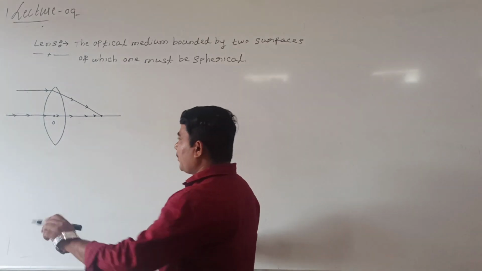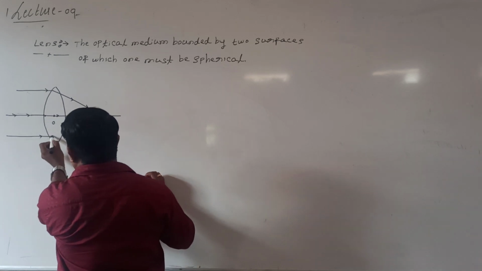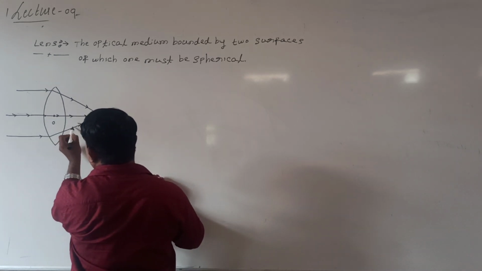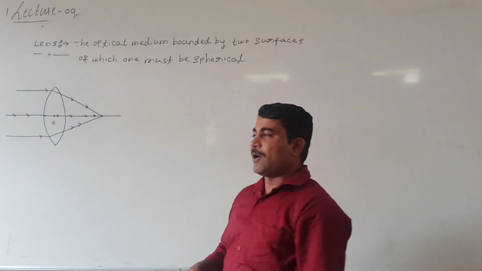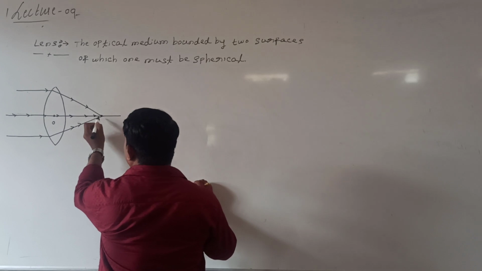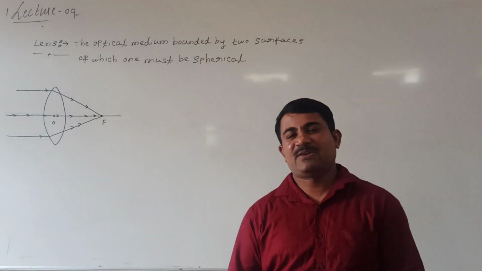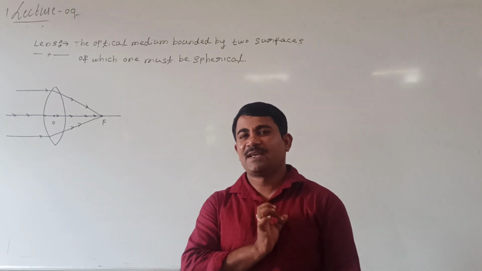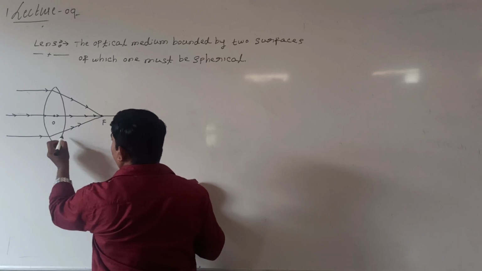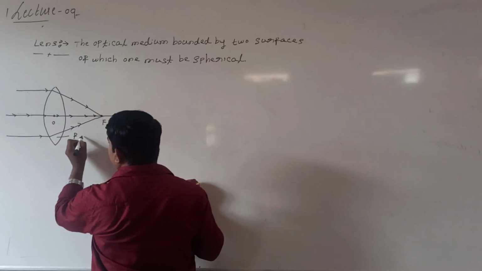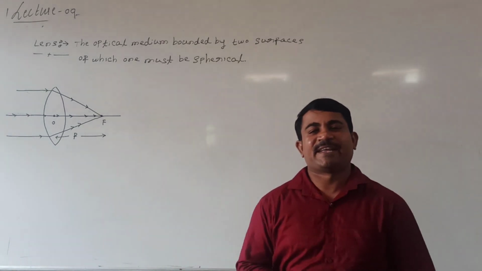Now, one more ray of light we will take. This is one more ray of light incident at this point. After refraction, it comes like this. What we know? After refraction, all the rays of light meeting at this point, I can call principal focus. Then the distance between optical center and principal focus, what are we calling this? This we are calling focal length.